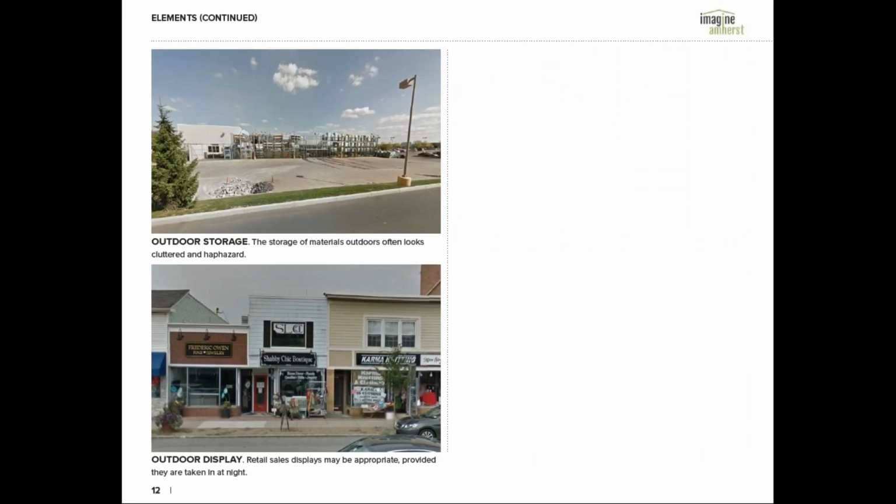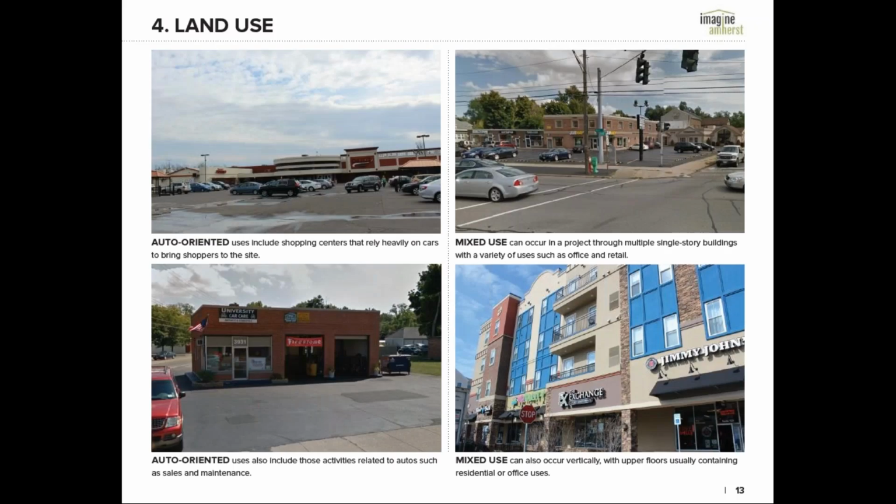The final elements here are outdoor storage and display. Have to think about on which sites outdoor storage, meaning materials which stay outside all the time, and outdoor display, which are typically displays which are set out during the day while the business is open and taken in at night. When might outdoor display or outdoor storage be appropriate? Should outdoor storage always be screened from the adjacent rights-of-way so that we don't have to look at the cluttered and haphazard look of often those outdoor storage areas?